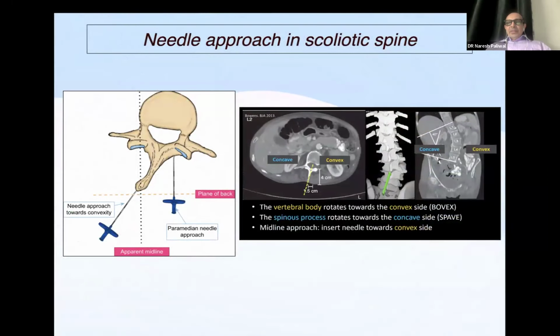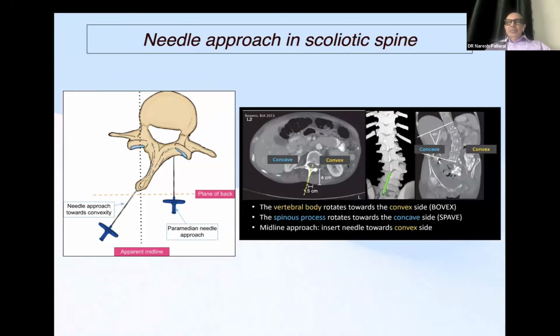So in a scoliotic spine, you need to know where the spinous processes are actually turned. Where the body of the vertebrae is turned is usually the convex side, and where the spinous processes are turned is usually the concave side. The convex side of the scoliosis is more open for approaching the interlaminar space.